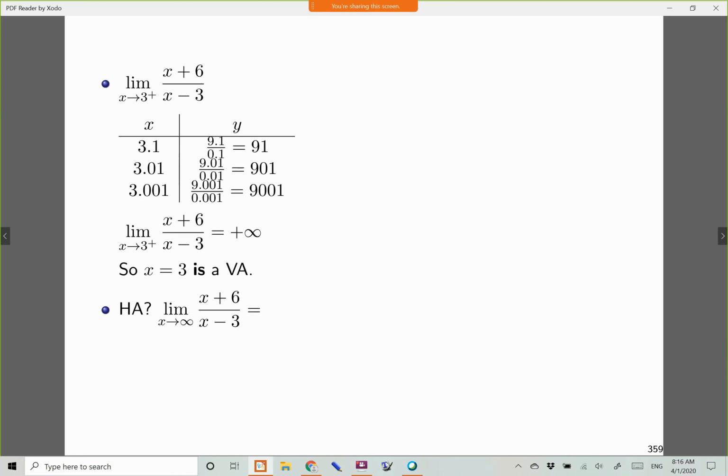Okay, moving on to the horizontal asymptote issue. So this is a reminder from the past, I know it was a long time ago. This was well before spring break. This was stuff we did, I think it was one of the last.